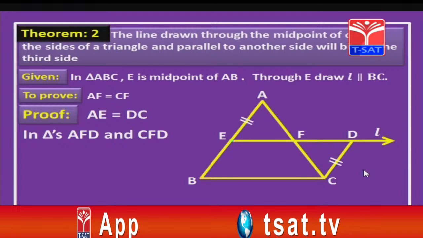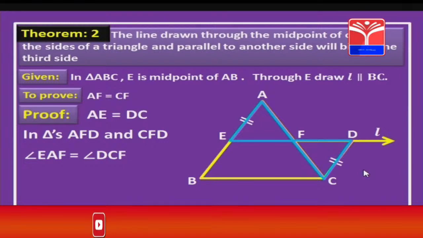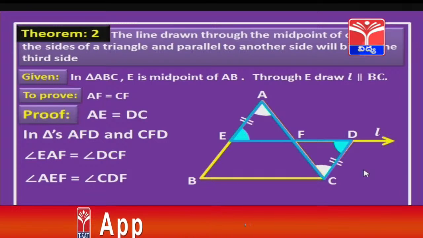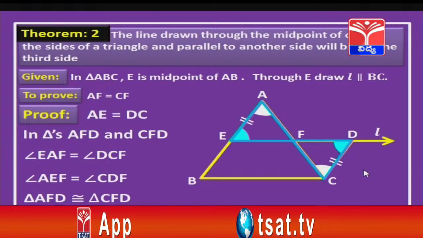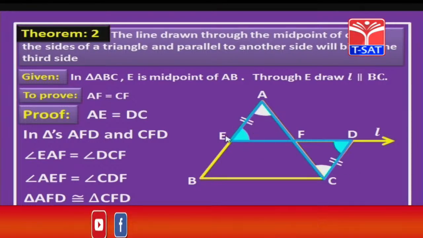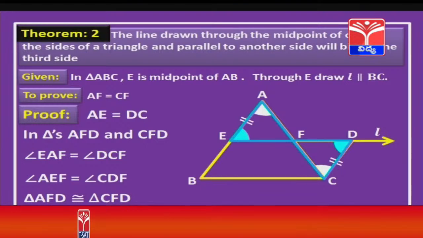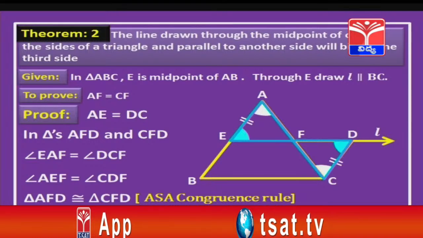Now, let us consider the triangles AFD and CDF. In these two triangles, I can write angle EAF and angle DCF, both are equal. Not only that, angle AEF and angle CDF, these two are also equal, because they are alternate angles. Now, if you notice these two triangles, two angles and the included side of one triangle are equal to two angles and the included side of another triangle. Therefore, these two triangles are congruent by the angle side angle congruency rule.